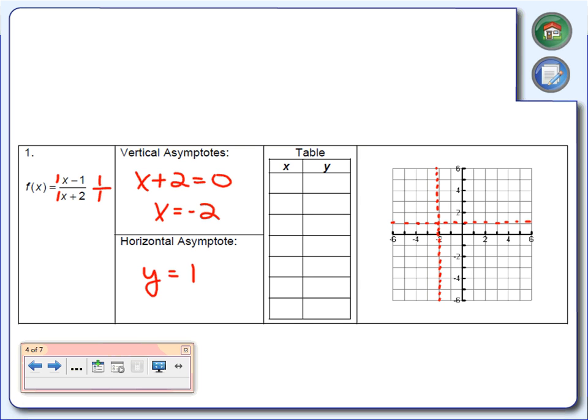All right, so there it is. So I know where my vertical asymptote is. I know where my horizontal asymptote is. Now I need to get some points. So now we're going to go to our calculator. We're going to go to y equals, and we're going to type in that function, (x minus 1) over (x plus 2), so that we can get a table of values. So let me let you go ahead and get that in there.